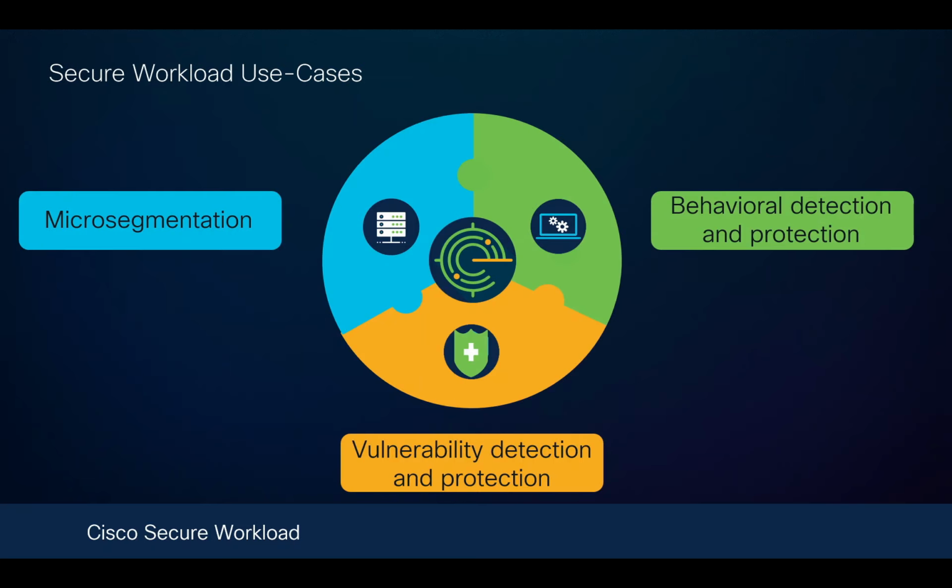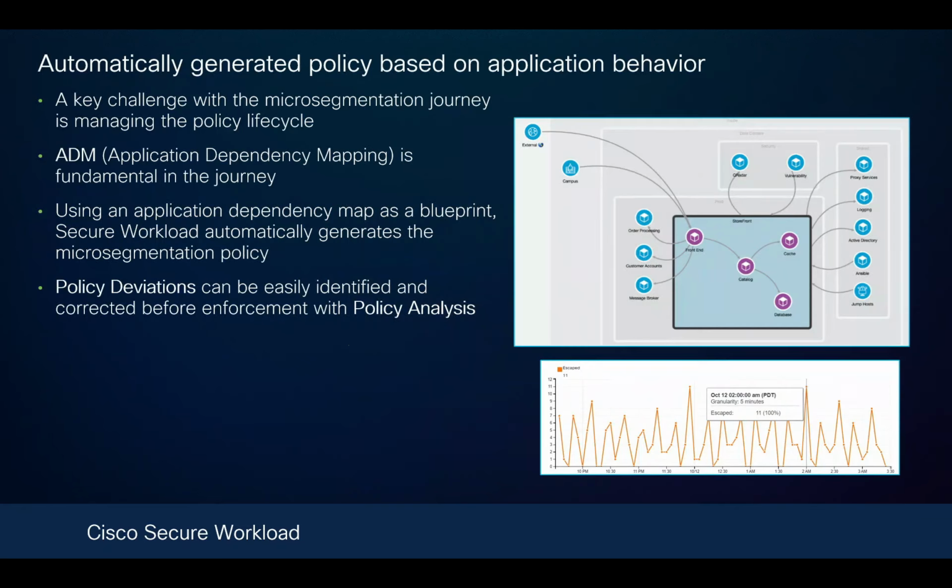Now, the three core use cases are micro-segmentation, behavioral detection and protection, and then vulnerability detection and protection. We're focused on micro-segmentation, but behavioral and vulnerability insight in Secure Workload are critically important to making decisions on what should be allowed or not allowed over time. Now, how do we get to understand how to build policy? Now, workload security is tough.